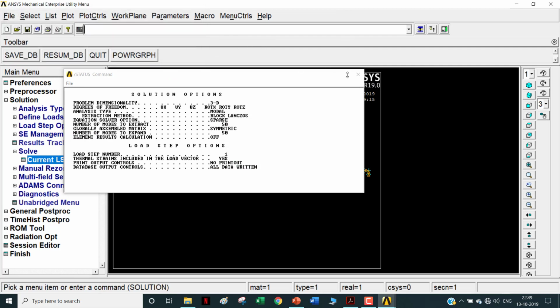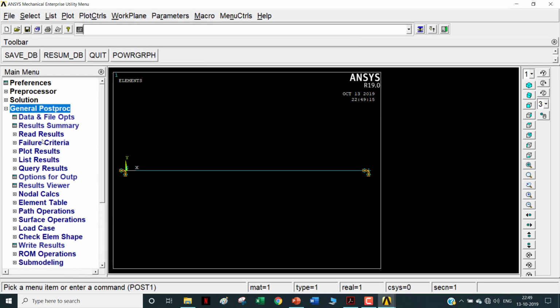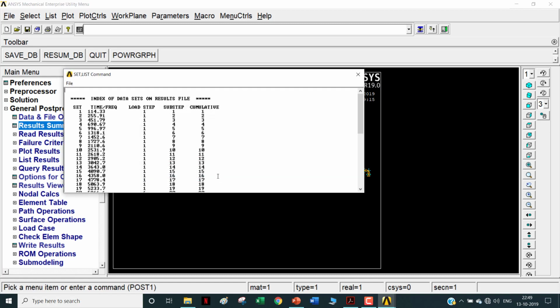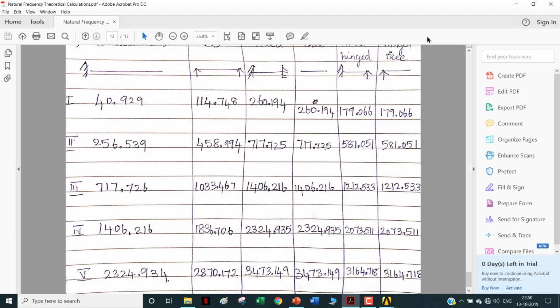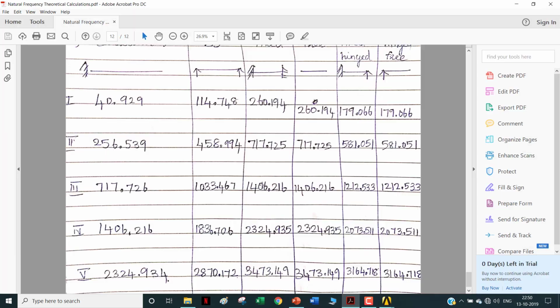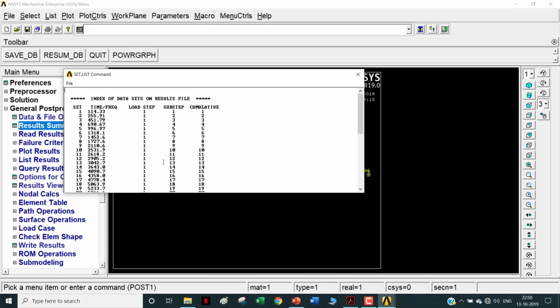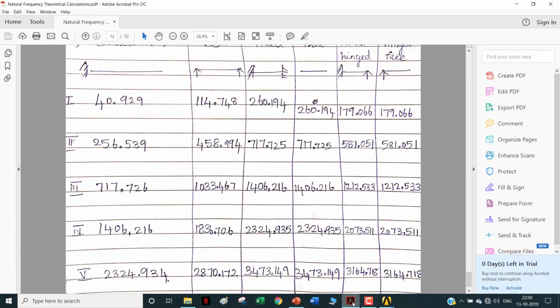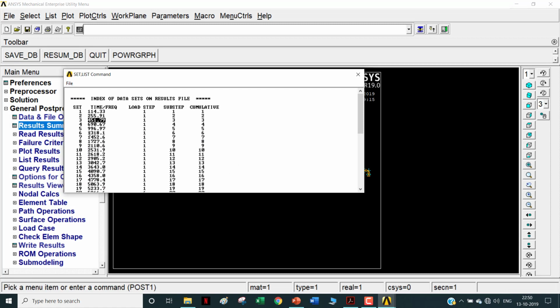Yes, now you can find results somewhere. So the values again have changed to some other values, which is 114.748. Here I get 114.33. A very close match. Next value is 458.994. Here I have 451.79. Okay, closer. Again 1033.46, 1033. Here I have 996.97. That's the closer value.